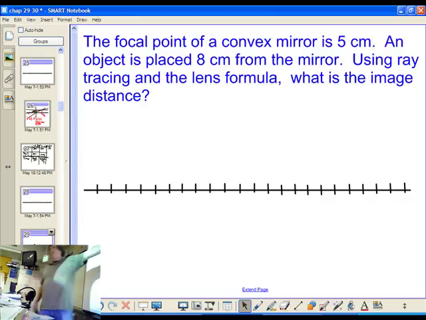Negative. This is going to be negative. It's a diverging mirror, so the focal length is negative. An object is placed 8 centimeters from the mirror. But remember, that's in front of the mirror. The object is always in front of the mirror.